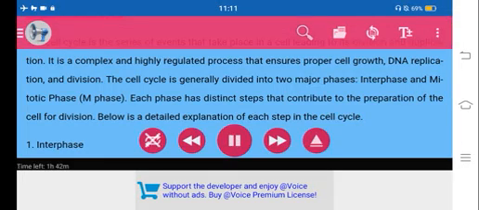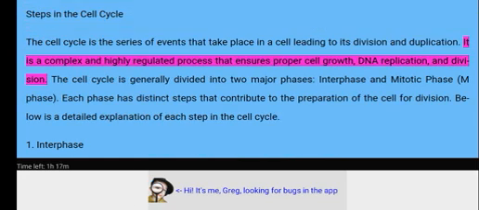Steps in the cell cycle. The cell cycle is a series of events that take place in a cell leading to its division and duplication. It is a complex and highly regulated process that ensures proper cell growth, DNA replication, and division.